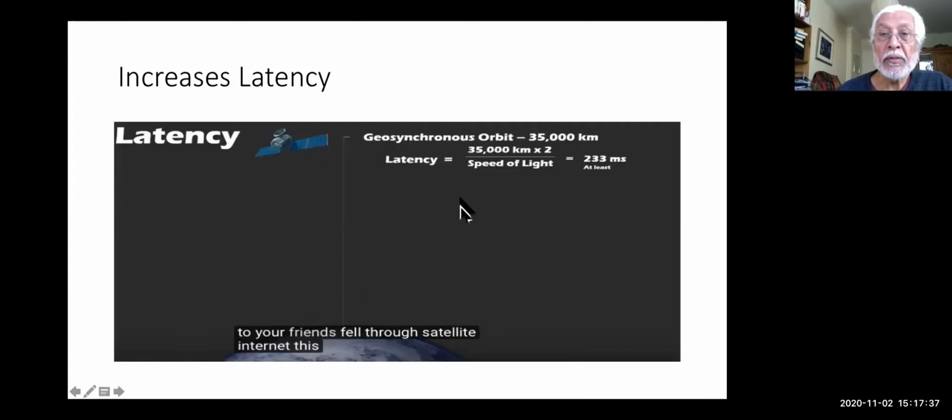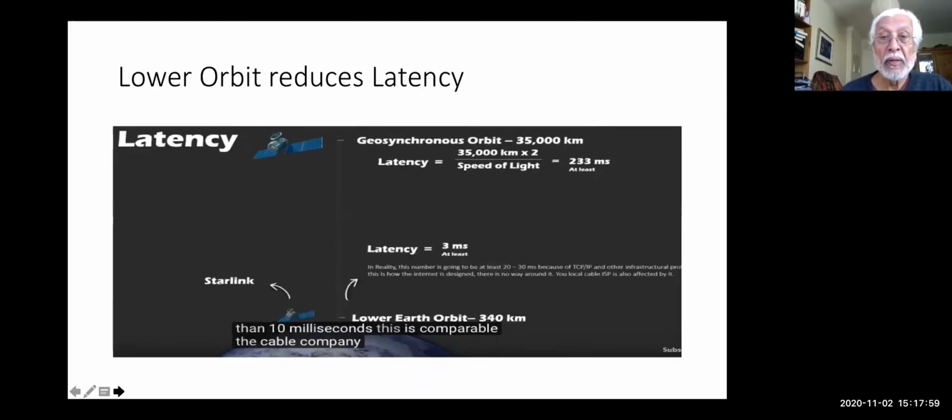This is the situation right now. What we've got is a satellite which is quite high up, about 35,000 kilometers up, and the latency is calculated this way: the height divided by the speed of light, and that's the latency. That's the delay you get. But in the low Earth orbit, if it's only 340 kilometers, you can see the latency is down to about 3 milliseconds.